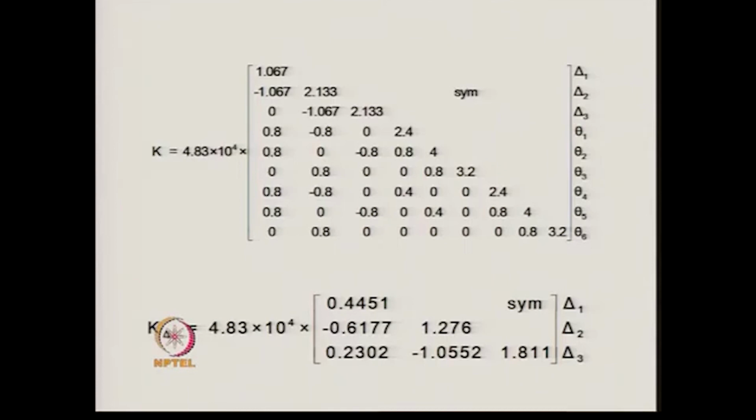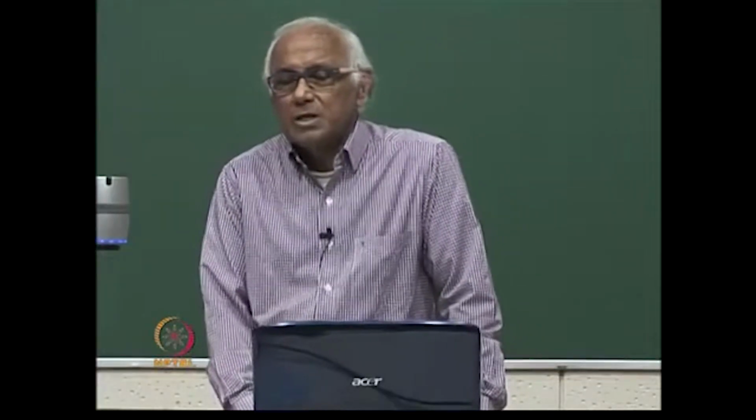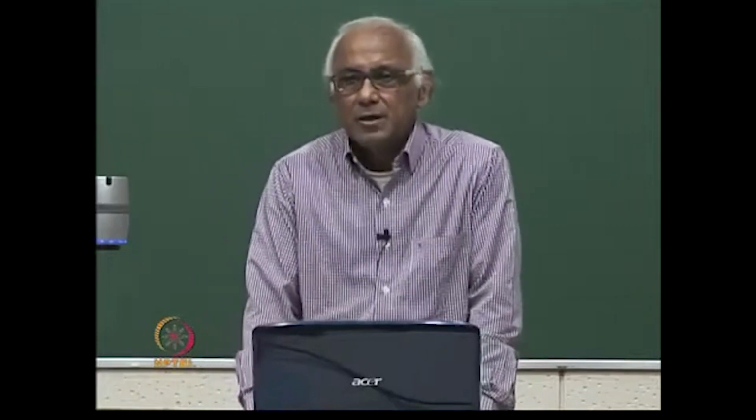Then we come to rotations, theta 1, theta 2, theta 3. Corresponding to the value of theta 1, that is the rotation on the right hand side of the top beam, the coefficient is 0.8. For the next beam the coefficient is 0.8, and note that for the third beam, that is the bottom beam, the right hand side coefficient is written as 0. It is written 0 because the yielding has taken place over here.